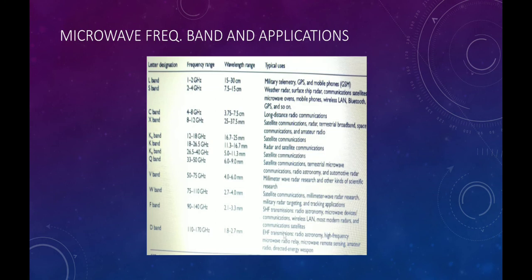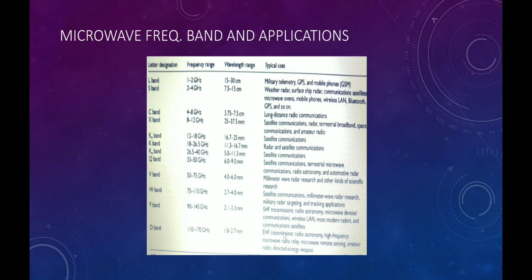It is used in the military, telemetry, GPS and mobile phones. The L bands are preferred. Weather radar, surface ship radar, communication satellites, microwave ovens make use of S band, that is 2 to 4 gigahertz. For C band, the most widely used, 4 to 8 gigahertz is used for long distance radio communication. Then X band, 8 to 12 gigahertz, is used for satellite communication, radar, terrestrial broadband, space communication and amateur radio.